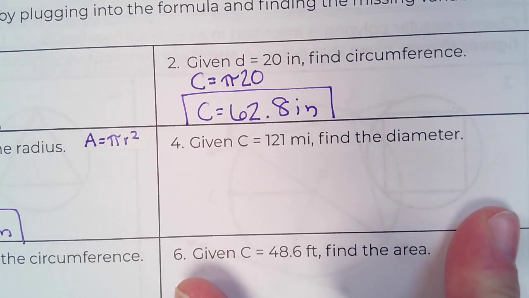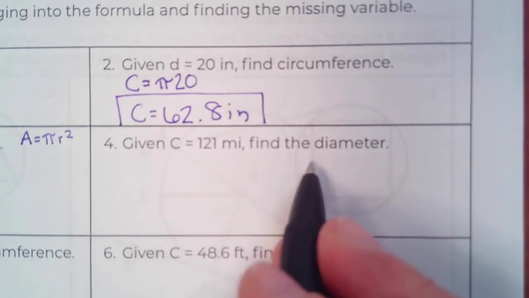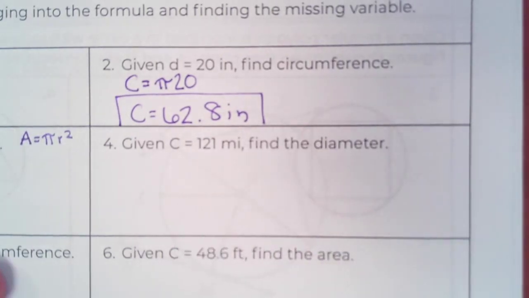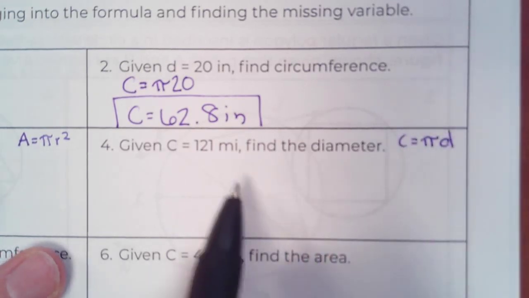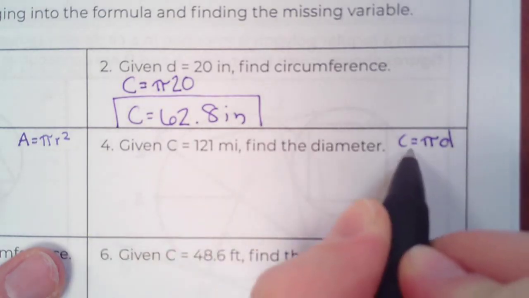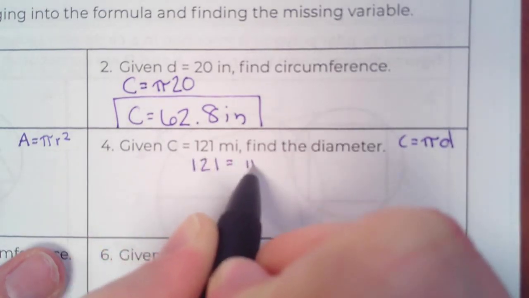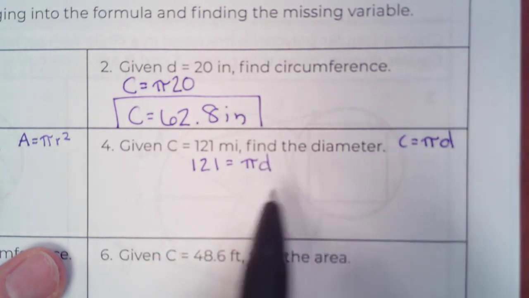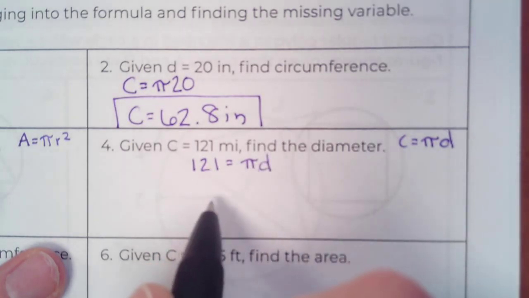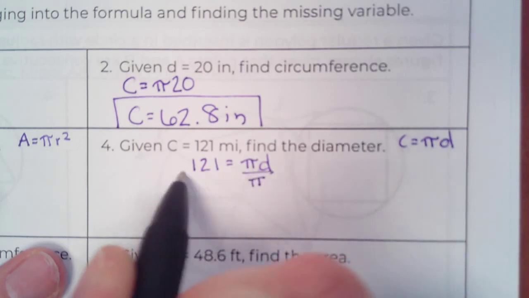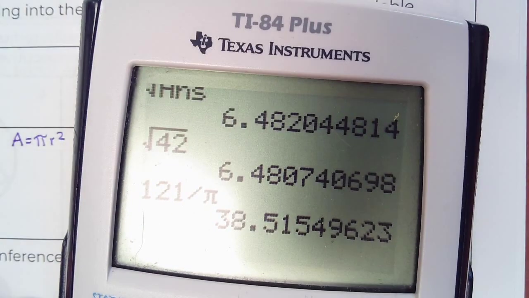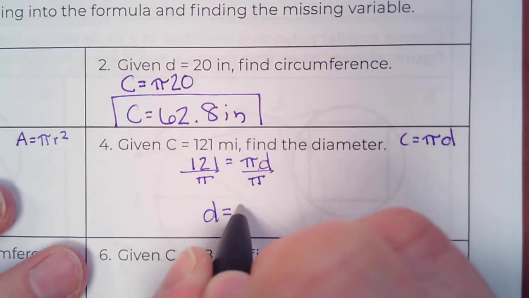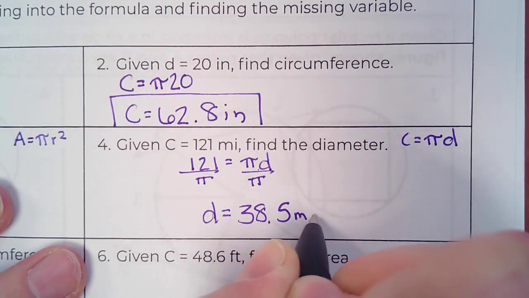Number 4. Now I've got circumference. I want to find the diameter, so I'm going to use the formula that uses diameter. So C equals pi d. If their circumference is 121, I'll plug that in for C. So 121 equals pi times the diameter. So I'm going to divide both sides by pi. So diameter equals 121 divided by pi, 38.51, so 38.5 miles.